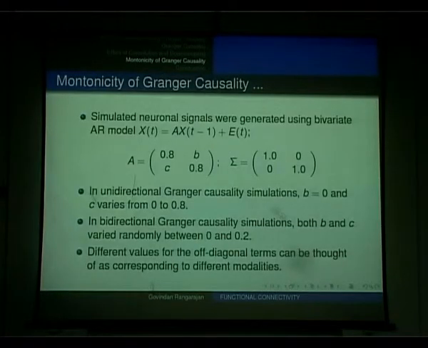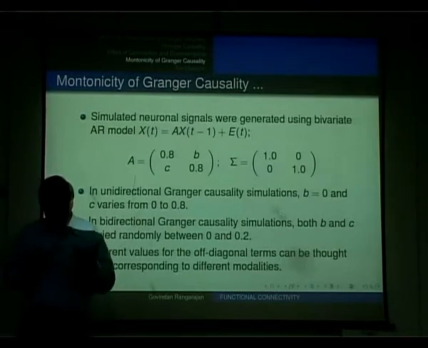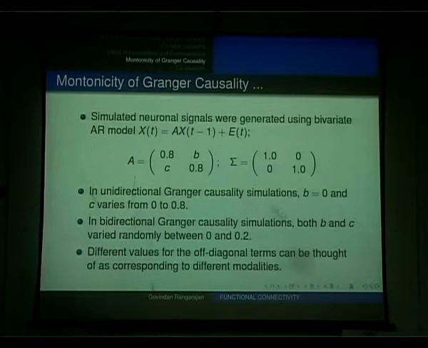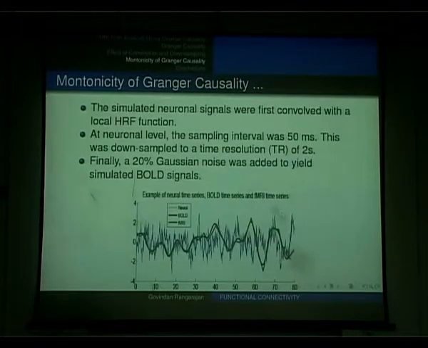And this was more at the analytical level, looking at simple models, but one can do a much more careful numerical simulation, making things much more realistic. For example, where you have the neuronal signals which are convolved with the local HRF function, then the sampling interval at the neuronal level is taken to be 15 milliseconds, and it is downsampled to a time resolution of 2 seconds at the fMRI level.